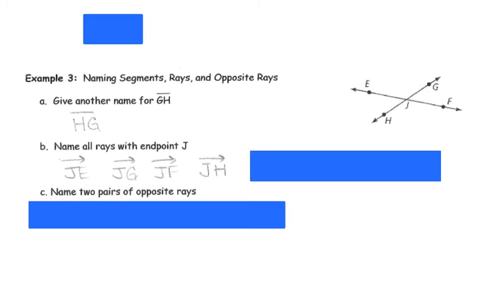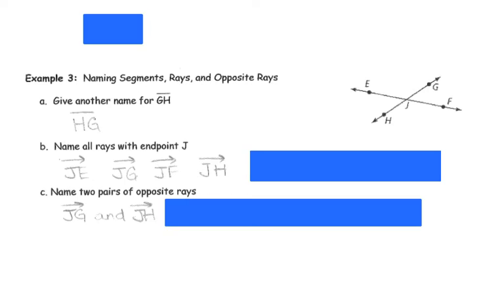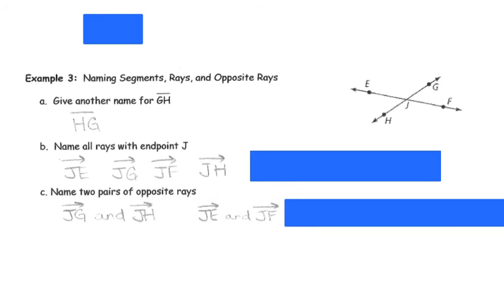Now, name two pairs of opposite rays. Okay, remember opposite rays basically create a line. So that's kind of a hint of what you're looking for. You get pair GH. Ray JG and ray JH create one pair of opposite rays. And the other pair would be JE and ray JF also create opposite pairs.